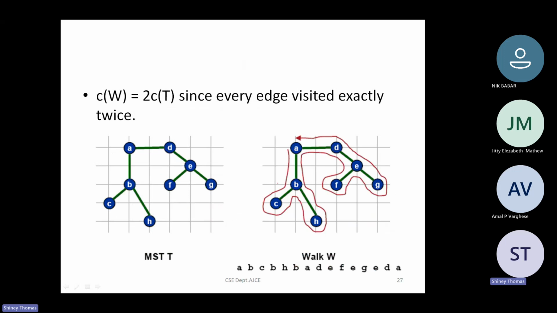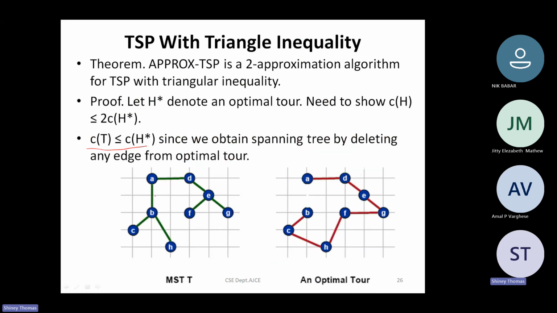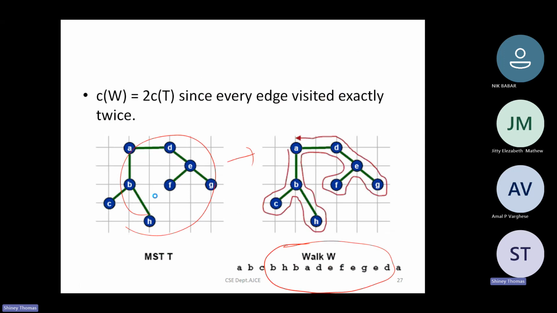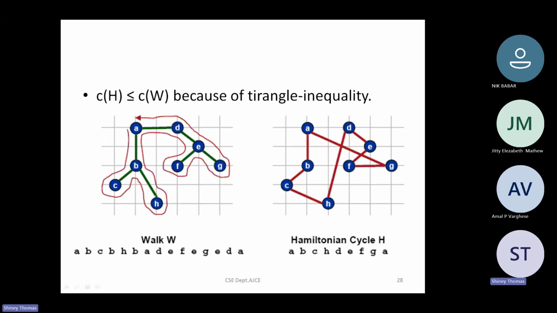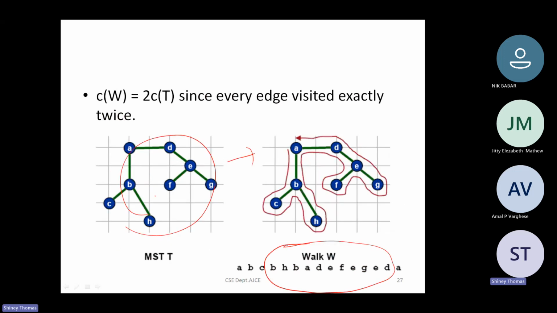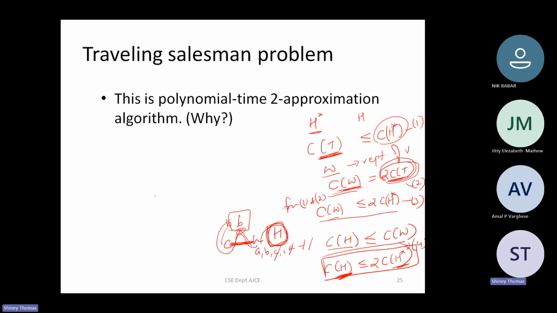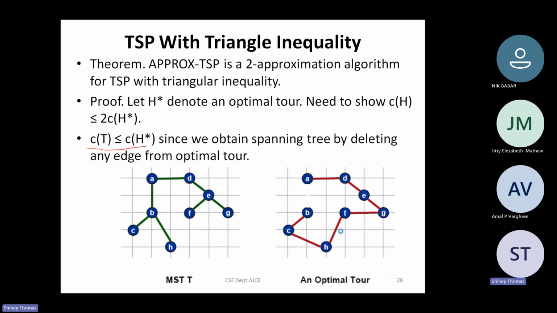Now when you take a walk, you have these many things here. So the walk will be twice this anyway, because on a minimum spanning tree the number of edges will be less, but in a walk it will be more. So we can conclude that the cost will be less. Let us prove it. Do you remember steps number 1 and 2 that we combined earlier? So we can prove that the walk will be less than twice the optimal cost. That is what we proved from steps 1 and 2.